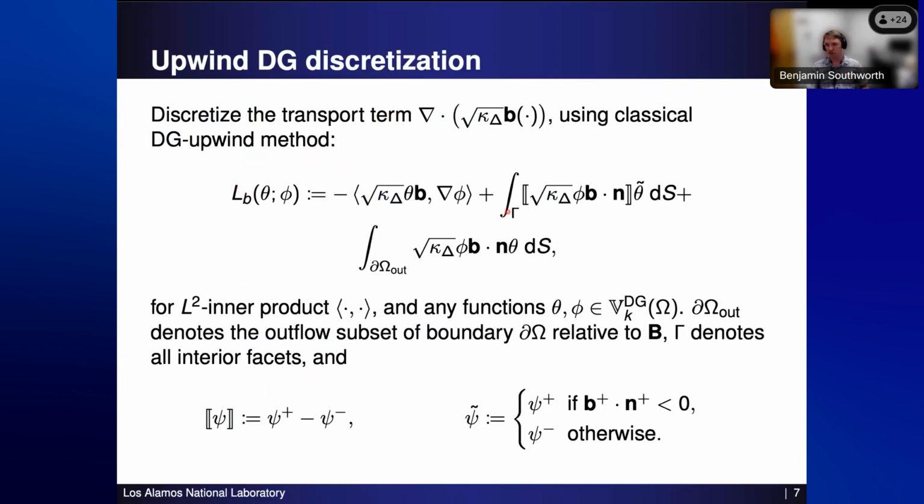We used capital Gamma to define the set of all interior facets. We have upwinding using this tilde here. And then we have our outflow boundary condition for this direction of transport. And we have the standard jump notation.